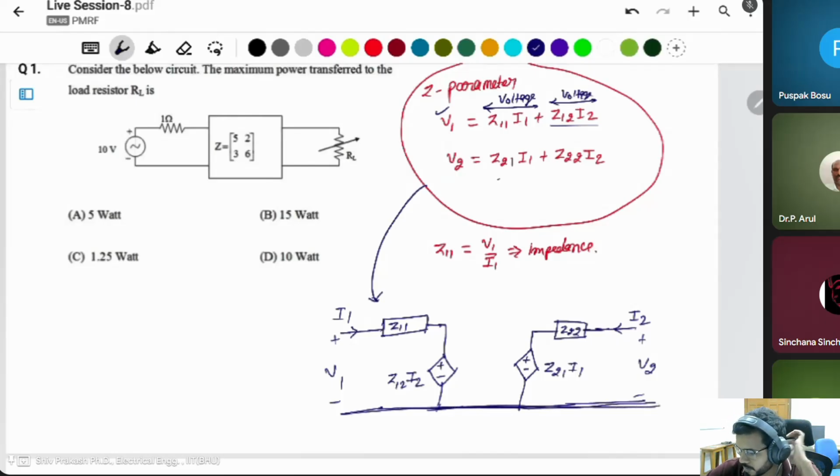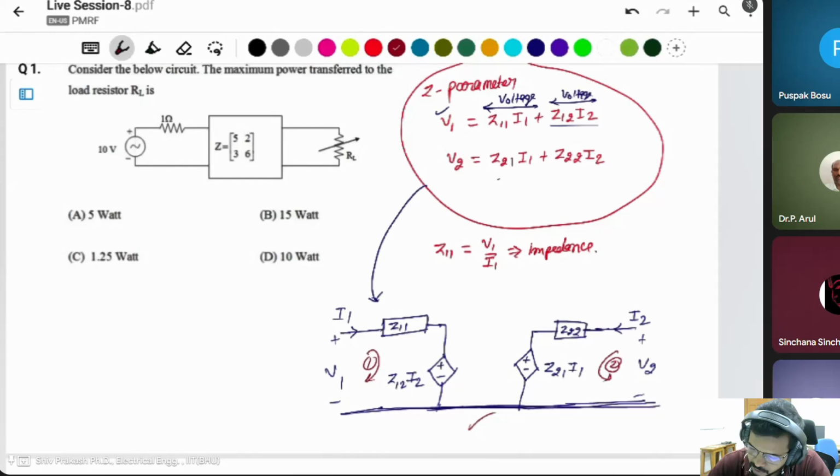You don't need to define the Z parameter separately. Simply apply KVL here and KVL here. We will get the two equations: V1 is equal to Z11 I1 plus Z12 I2, and V2 is equal to Z22 I2 plus Z21 I1. If you define the equations in this form, then you can solve all questions related to this in an easy method.